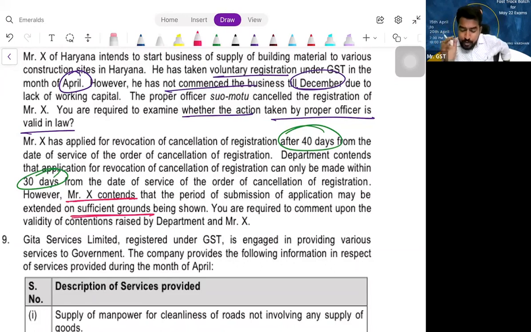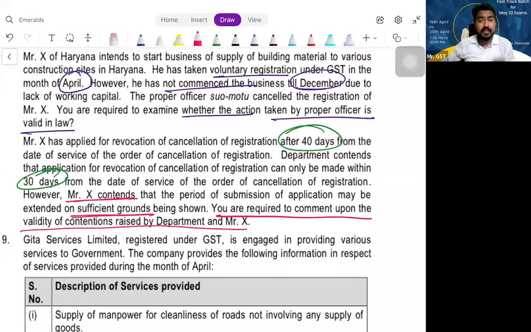Joint Commissioner, you are required to comment upon the validity of the contention raised by the department and Mr. X. The department's contention is valid, yes, within 30 days you should apply for the revocation. But still the law has given an option for the taxpayer, where if he shows sufficient grounds for the delay, whether the delay can be condoned. Yes, it can be extended.